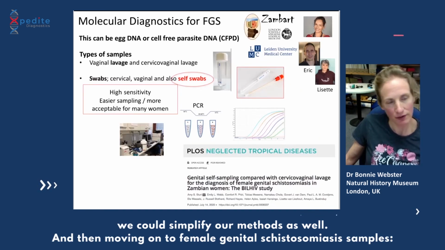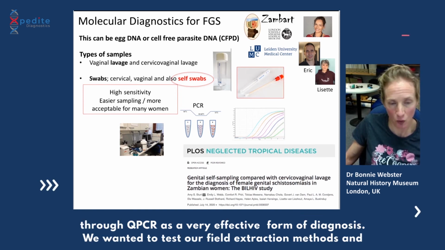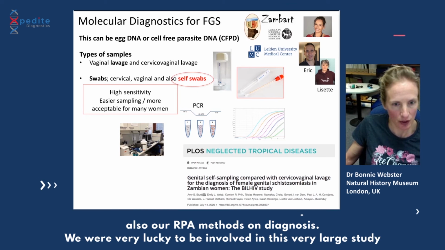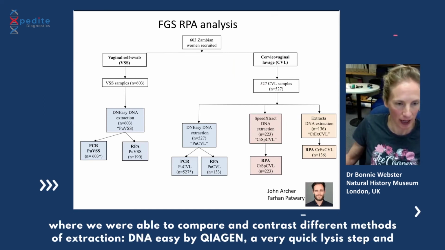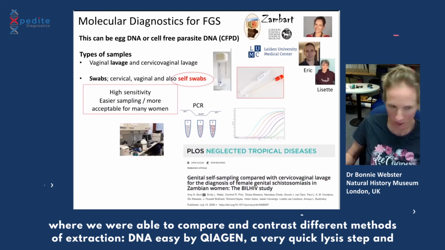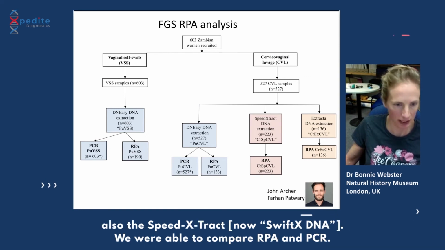And then moving on to female genital schistosomiasis samples. Here we really do want to focus on self-swab samples. And this has really proved, through qPCR, to be a very effective form of diagnosis. So we wanted to test our field extraction methods and also our RPA methods on diagnosis. We were very lucky to be involved in a very large study where we were able to compare and contrast different methods of extraction, so DNeasy by QIAGEN, a very quick lysis step, and also the SpeedXtract kit, and we were able to compare RPA and PCR as well.